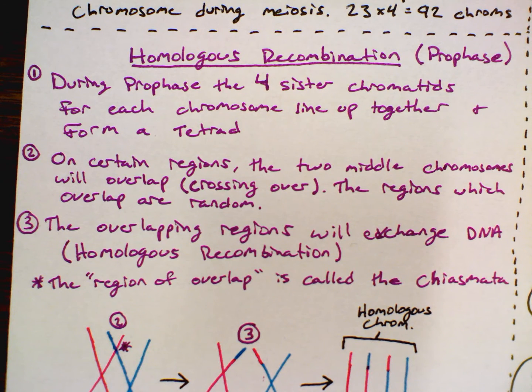Now, where they overlap is random. They can overlap in one place, which would be called a single crossover event. They could overlap in 4 places, which would be an extremely diverse crossover event that we rarely see, but it is possible. Double crossovers are pretty common, though. And where they're overlapping, we will see exchange of that DNA.